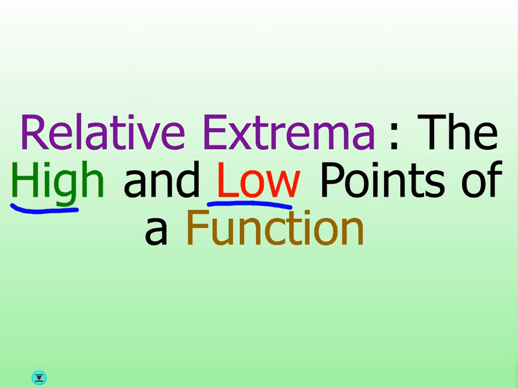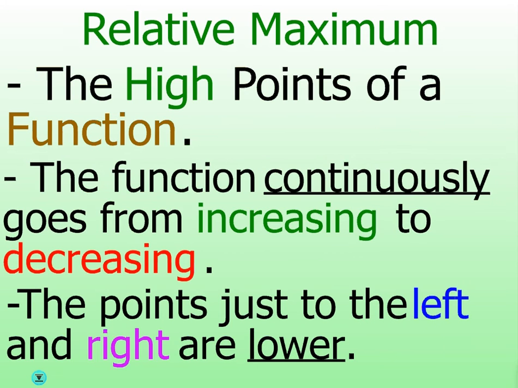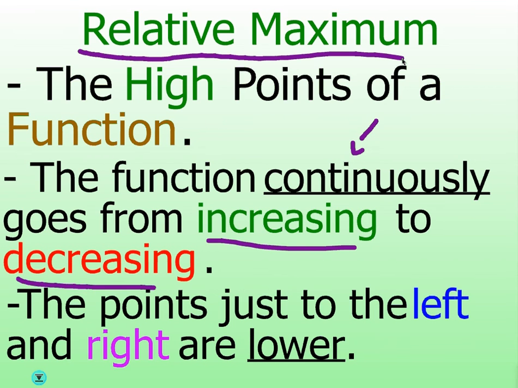Now, I do want you to write the actual definition. So this middle definition is probably the most accurate and says that the function continuously goes from increasing to decreasing. That is what a relative maximum is. The word continuous means there's no break in the graph, okay? Just imagine it being a string, a continuous string. If there is a break, then it's not a relative maximum.